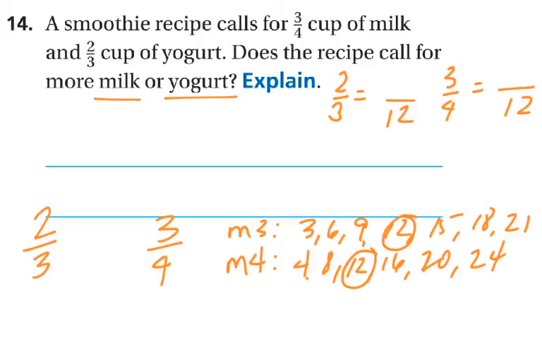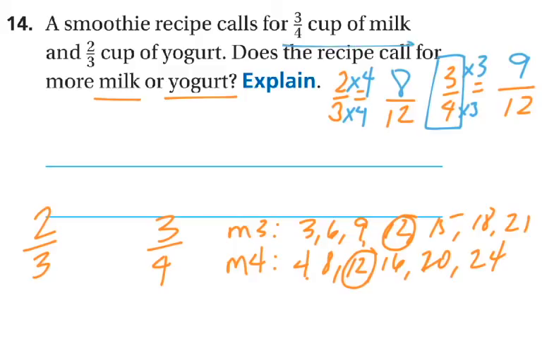Okay, so 3 times 4 equals 12. Therefore, 2 times 4 is 8. And then 4 times 3 equals 12. Therefore, 3 times 3 is 9. So the 3/4 fraction is going to be larger. So there were 3/4 cup of milk.